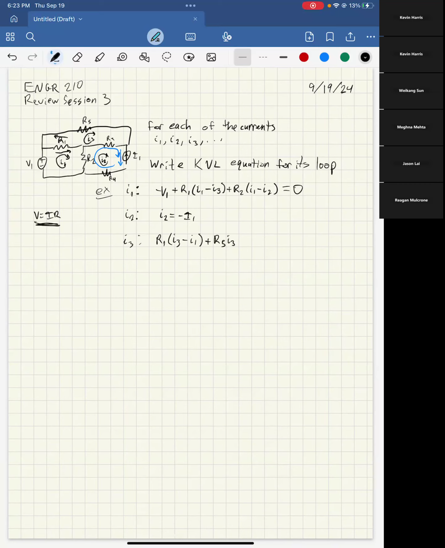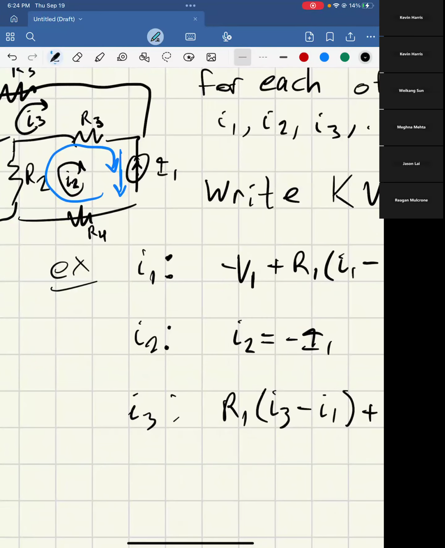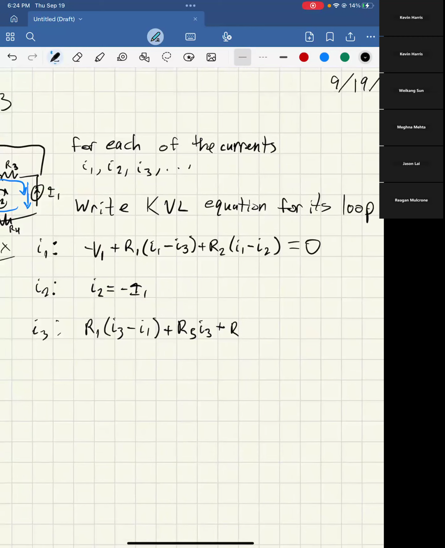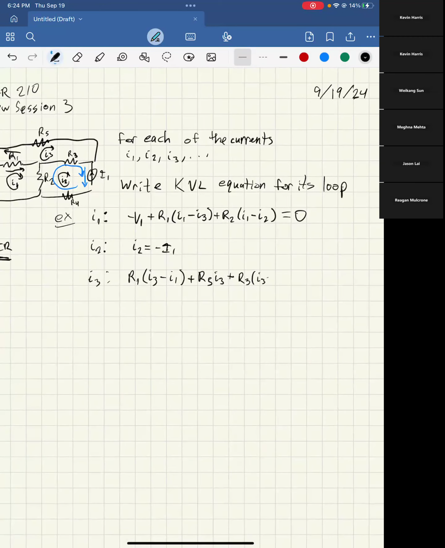Again, V equals IR. We have R, we have I. That's going to be the voltage. And then the last one, I think I called this R3. R3 times I3 minus I2, equals 0. Solving this would be relatively straightforward.